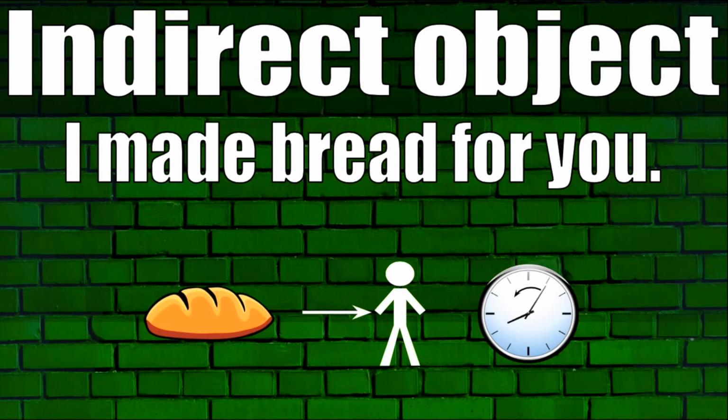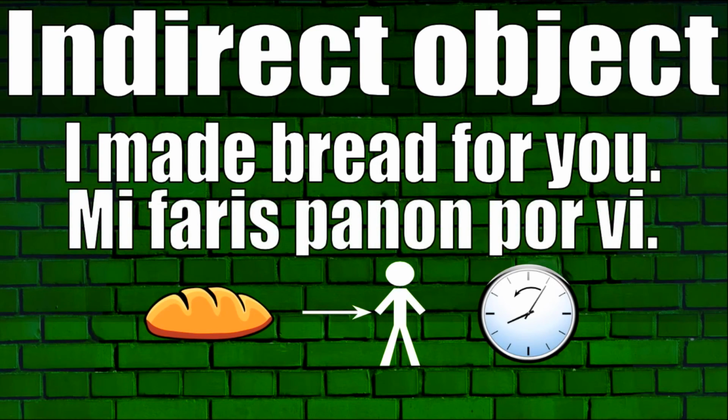How about, I made bread for you? This is going to use the verb fari, but do you remember the past tense? Mi faris panon por vi. The word pano has the no ending because it's what's being made, and we say por vi because it's for you.